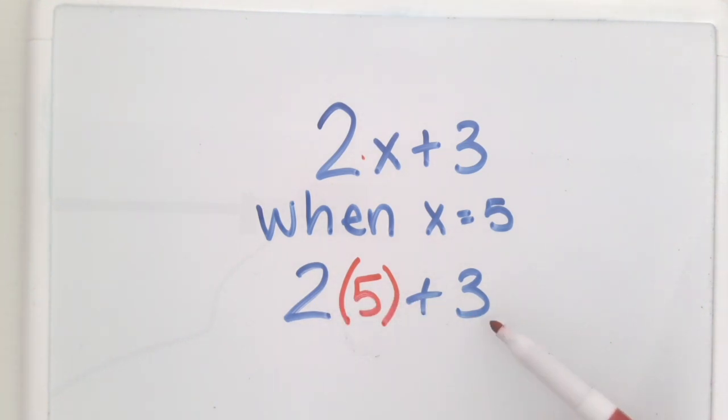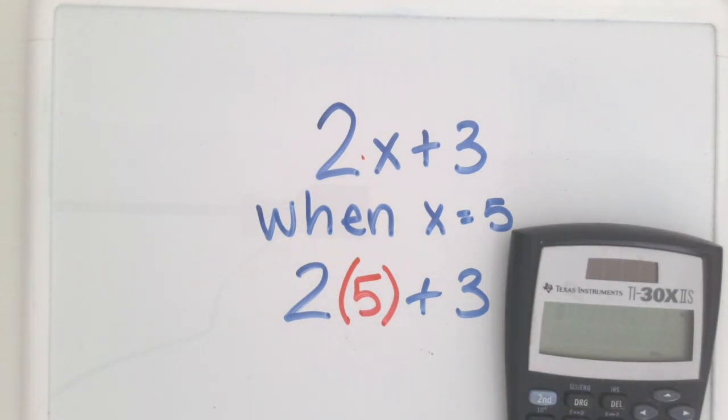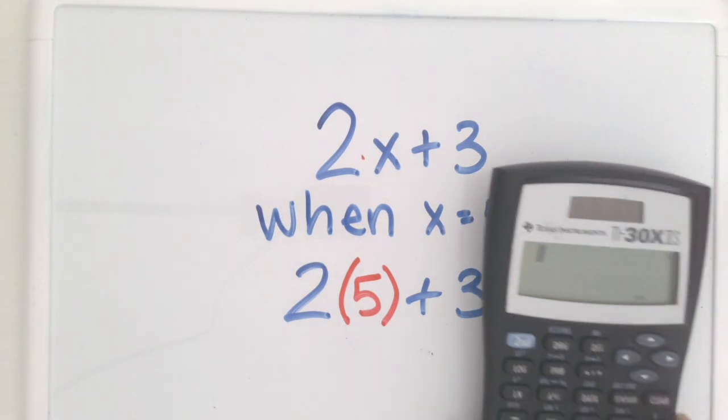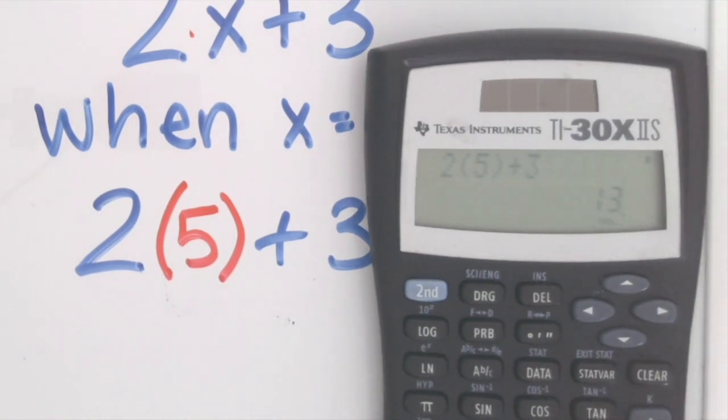Now this is so easy to solve for. You can use PEMDAS, you can use mental math, you can use your calculator. If you're using your calculator, you're just gonna enter it exactly the way you see it. I have this TI-30X, pretty standard calculator, like $8. 2 times, I'm gonna put in parentheses 5 plus 3, and I get the answer to be 13.